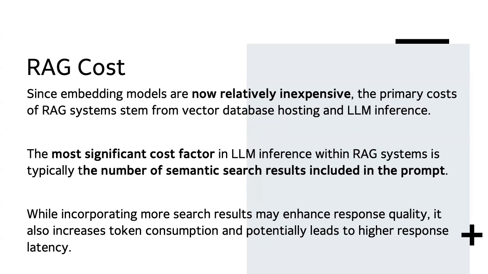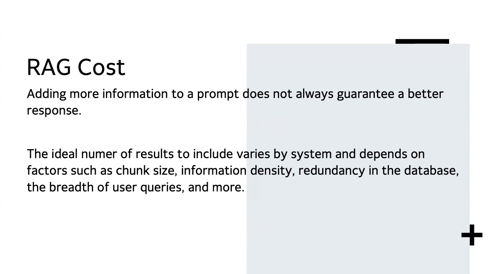And in the perspective of RAG cost, since embedding models are now relatively inexpensive, the primary cost of RAG systems stems from vector database hosting and LLM inference. The most significant cost factor in LLM inference with a RAG system is typically the number of semantic search results included in the prompt. While incorporating more search results may enhance response quality, it also increases token consumption and potentially leads to higher response latency.